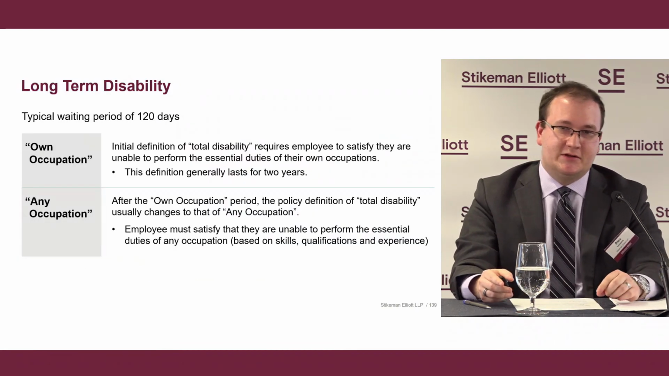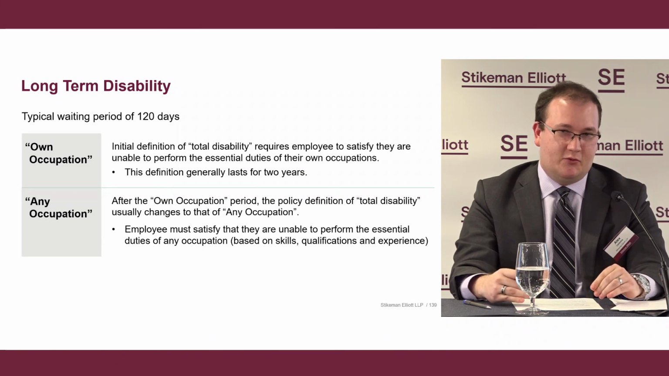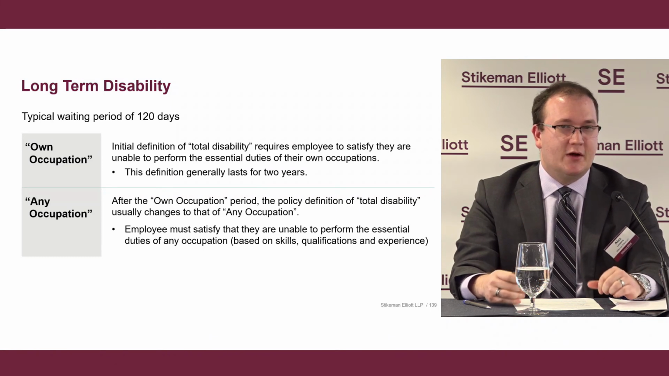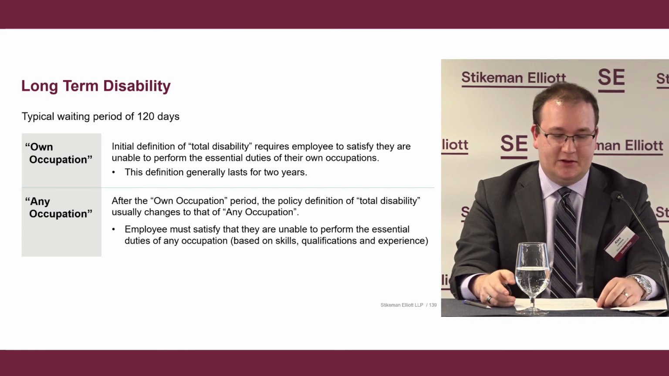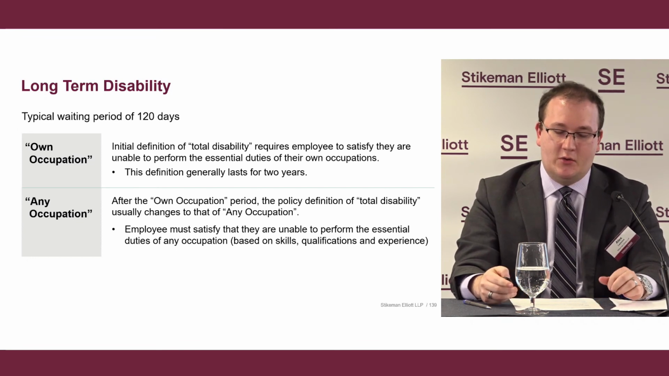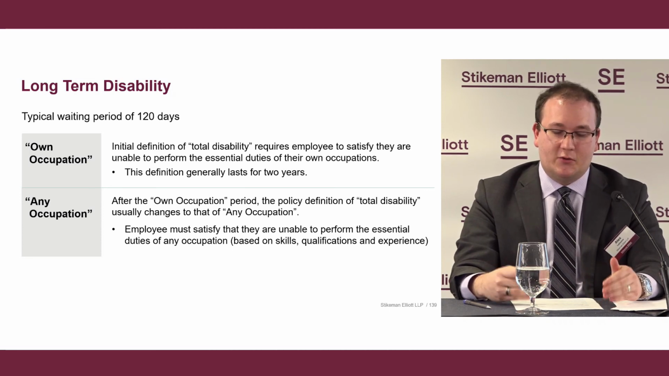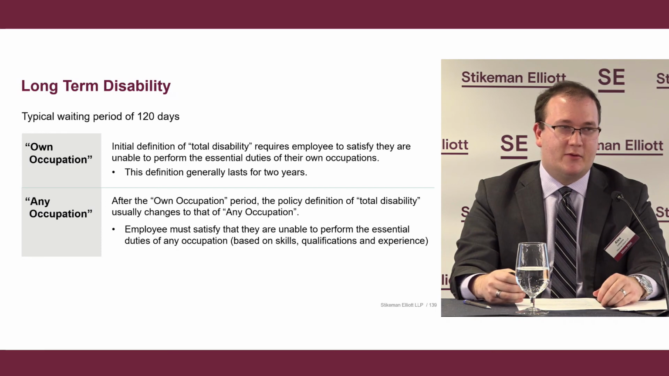So LTD typically takes effect after a period of 120 days. But what's really important about these ones is there's usually 2 relevant periods for the definition of absolute disability. The first definition is the own occupation. And that typically includes or requires that the employee cannot perform his or her own job. And it's usually for about a period of 2 years.